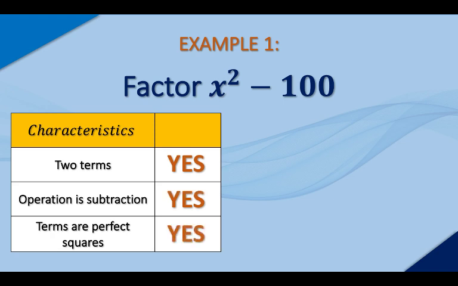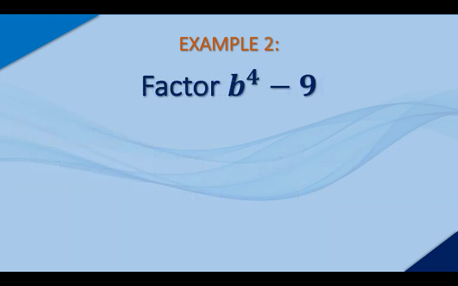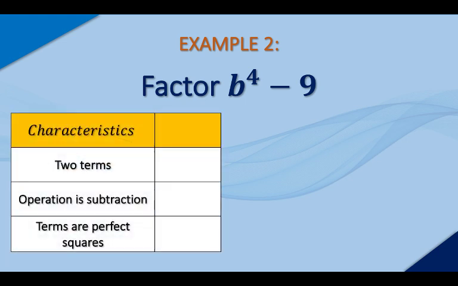That means I can express my original binomial as x squared minus 10 squared. In this case, we factor it as x plus 10 multiplied by x minus 10. Next one. Let's factor b to the fourth minus 9. Once again, we need to meet the three characteristics for this binomial to be a difference of two squares. Again, it's a binomial, so you have two terms. The operation is still subtraction, and b to the fourth and 9 are perfect squares.